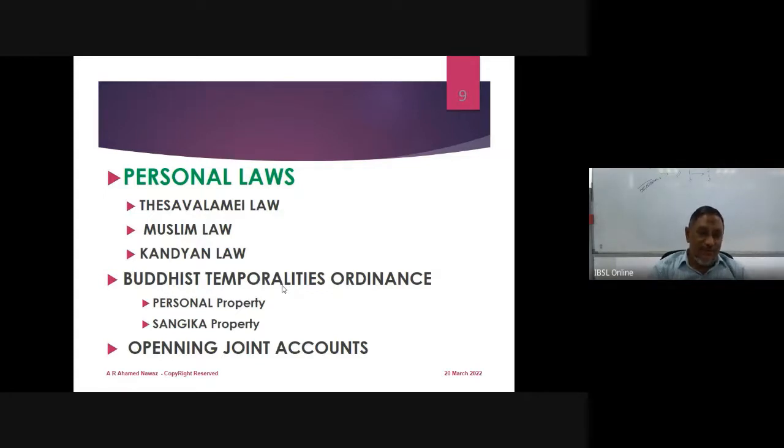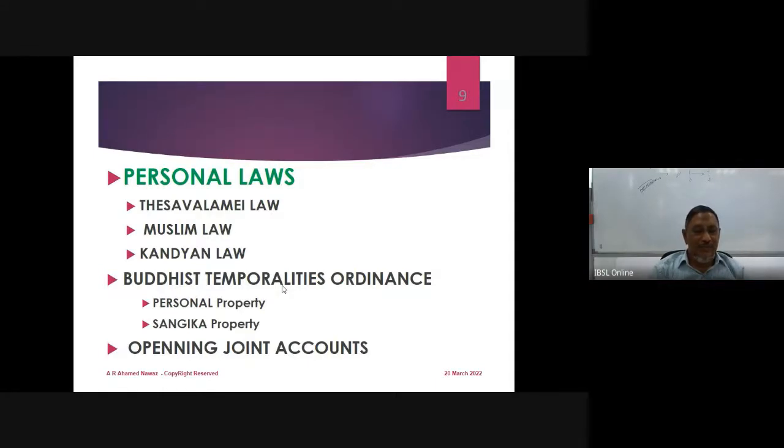Right. Buddhist priests' properties are governed by the Buddhist Temporalities Ordinance, both the Vihara and Devala Kampanada. The Buddhist Temporalities Ordinance is the legal instrument to look into the properties of the Buddhist priest. Accordingly, we have two types of properties. One is personal property, Paraveni Deepala, and the other is Sanghiya Deepala, which is temple property. Right? These two types of properties are there.